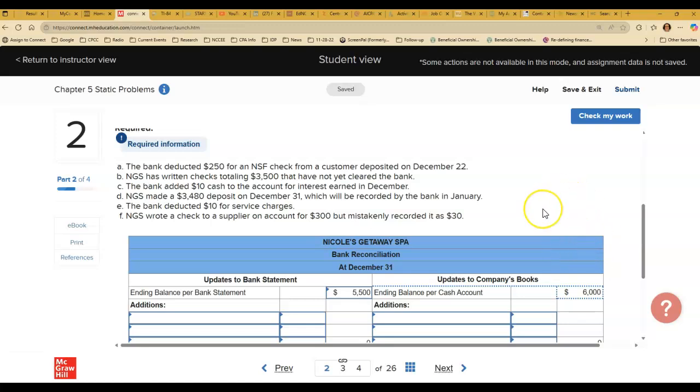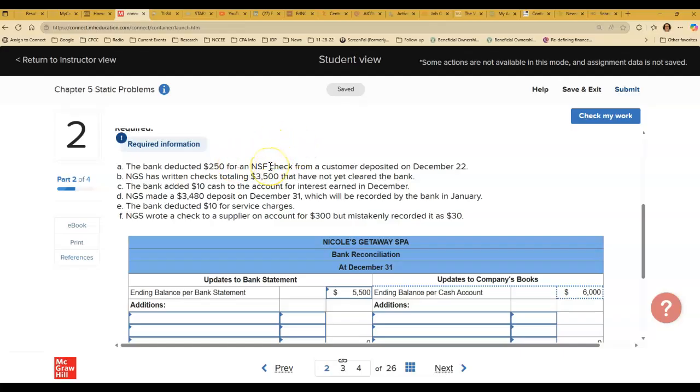All right, so the trick is to know who knows about it first, because whoever already knows about it, they've recorded it, and then we're going to record it on the other side, okay? So A says the bank deducted $250 for an NSF check from a customer deposited on December 22nd.